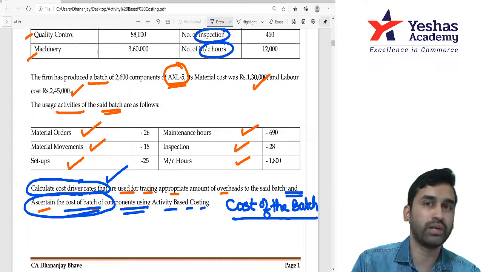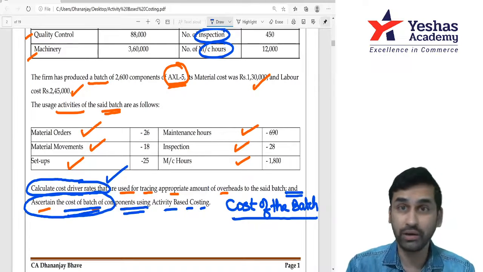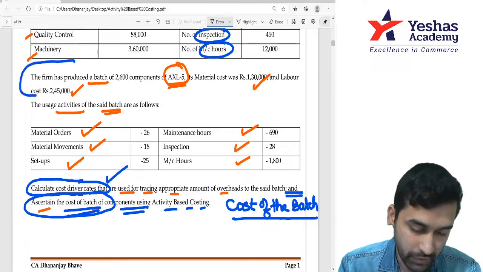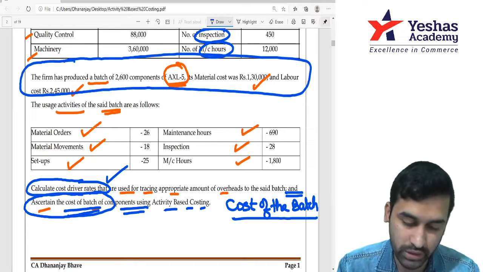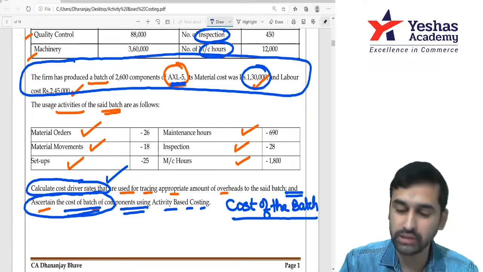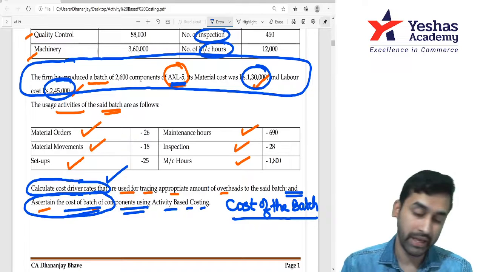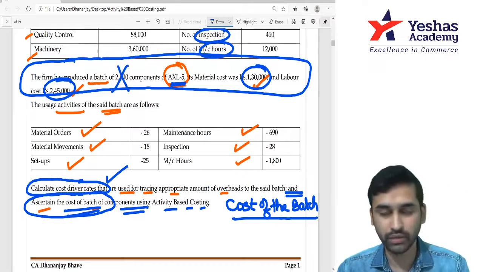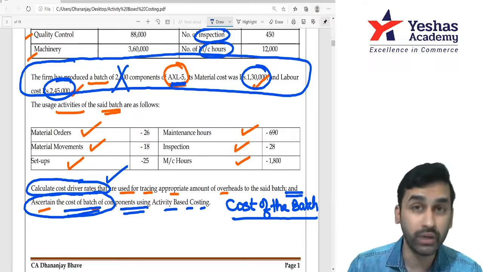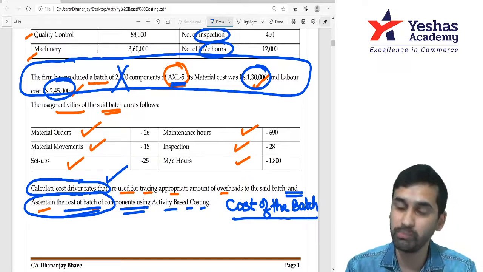What working note you did just now is for overhead computation. What about material and labor cost for this batch? That is given in the question. Where is it? See here. The firm has produced a batch of 2600 components of AXL5. Its material cost 1,30,000 given, labor cost 2,45,000 given. Here this 2600 number is of no use to me because the question is not talking about cost per unit. It's talking about cost per batch. So anyway, I'm going to do it for the whole batch.